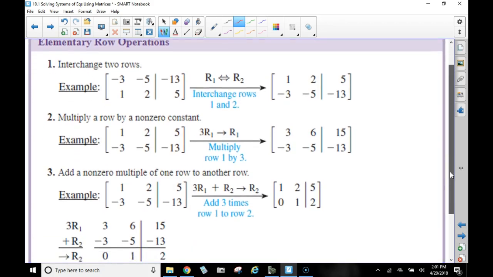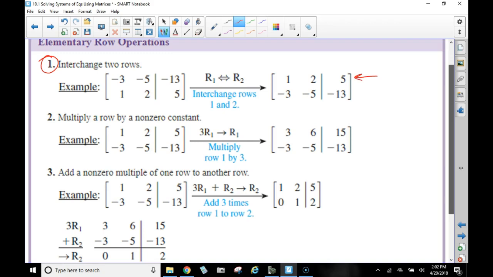So we've got the 3 moves. First, interchange 2 rows. Now in matrix form, instead of equation form, it looks like this. Okay, our first row would be -3, -5, -13. The second row would be a 1, 2, 5. We want to have the 1, 2, 5 in the first row instead of the second row.